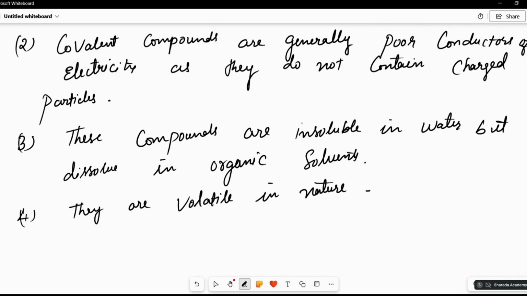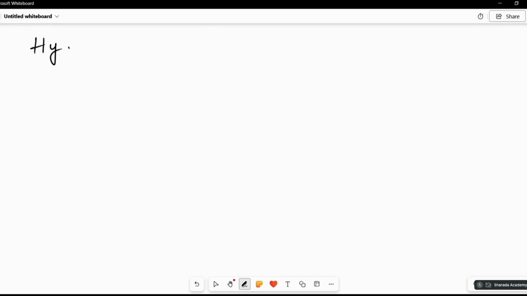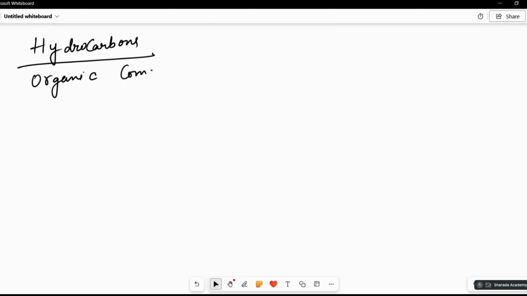They ask sometimes what is the difference between ionic compounds and covalent compounds, or their characteristics. All this they will ask. Okay. First we'll do hydrocarbons. Organic compounds. A few things are there. First we'll do these important things. Next we will do allotropes of carbon, that is, carbon exists in different forms. So that one we'll do afterwards.